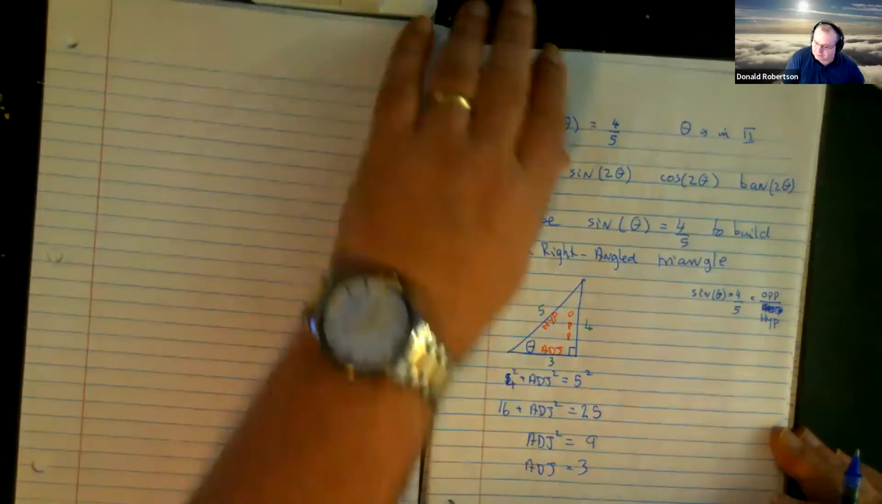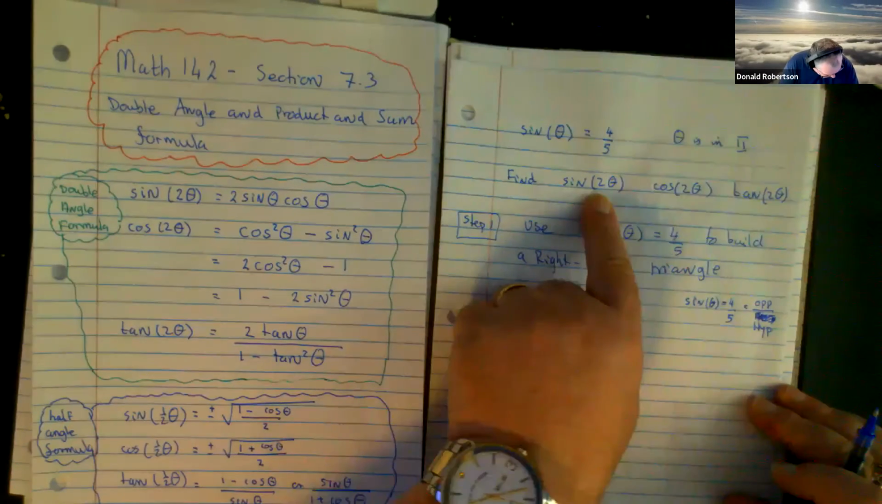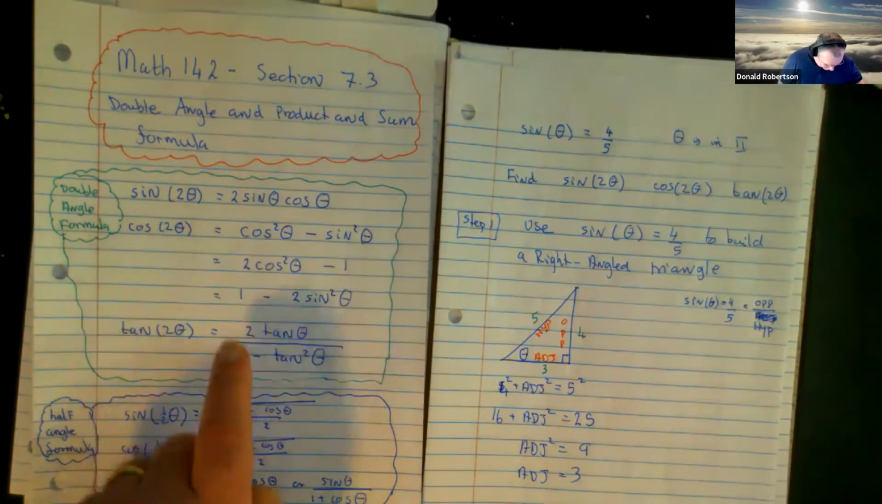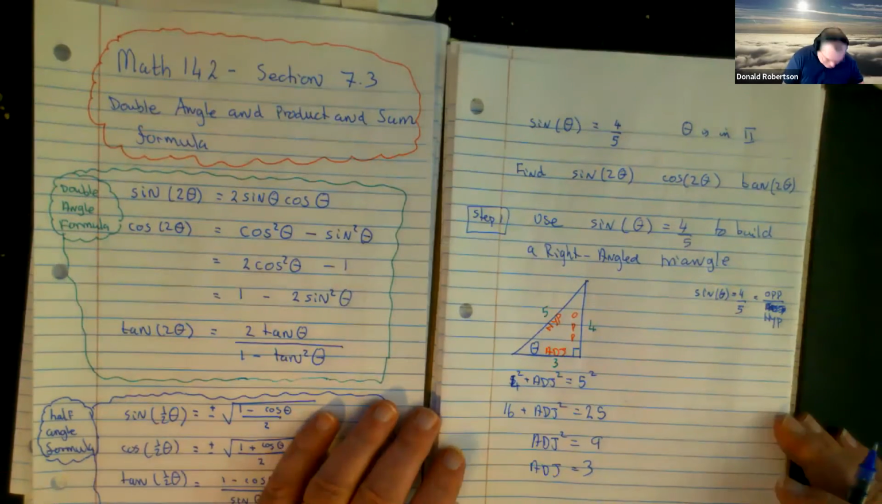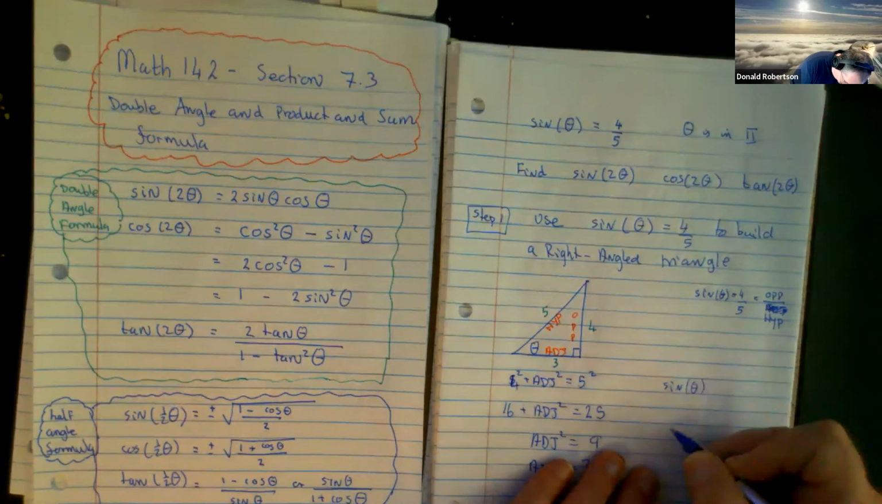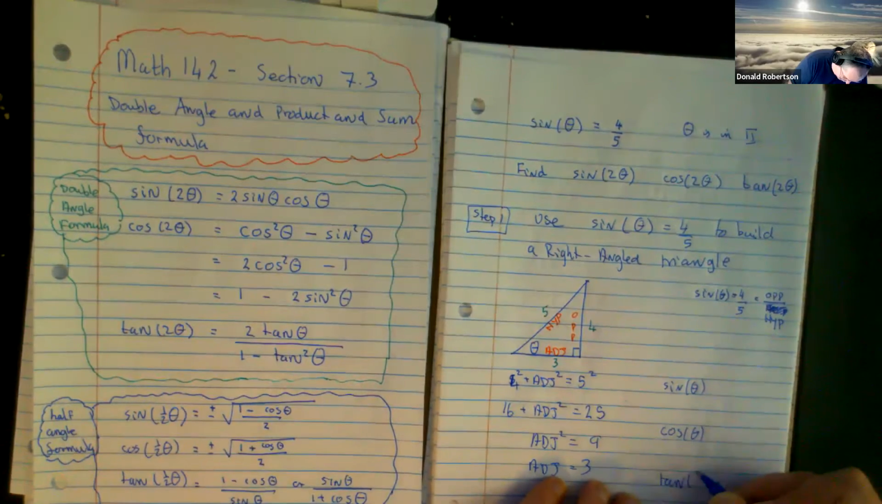Step 1, use this guy to build a right angle triangle. Done. So far, so good. Now, to be able to find these guys, where did I put my formula sheet? Here we go. To be able to find these 3 guys, do you notice that the formulas use sines, cosines, and tangents? Agreed? So once I've built that triangle, I'm going to write down what the sine, the cosine, and the tangent are equal to.